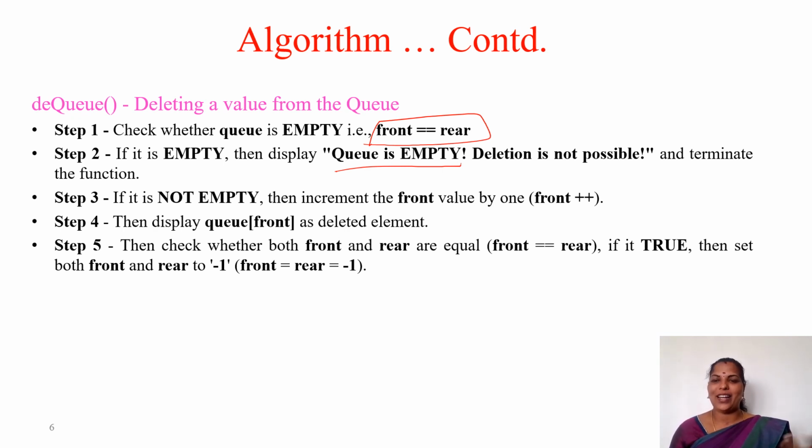If there is an empty queue, then what is there to delete? So deletion is not possible, and we have to terminate the function. If it is not empty, then we have to increment the front value by 1, that is front plus plus.